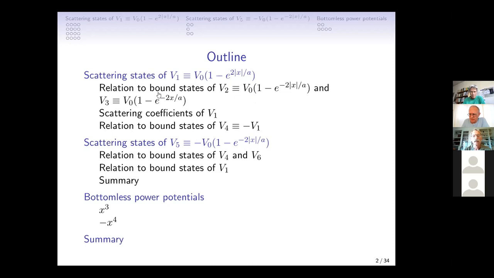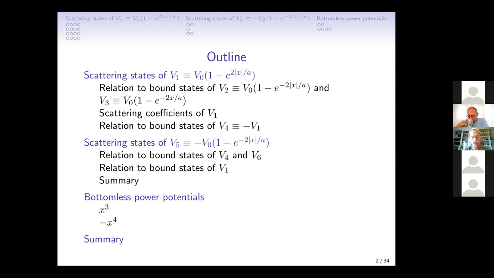So that's the story. First of all, this first section is to do with this paper by Ahmed and relations with that. Then I go on to consider the negative of all those potentials, the upside down ones. And then I give a summary about exponential potentials. Then I go on to the sort of things that I've been doing. You can then talk about power potentials, bottomless power potentials, such as x cubed and minus x to the fourth. And I give a summary then. But if there's time and if people are interested, I can go on and talk a little bit about what bound states in the continuum really are.